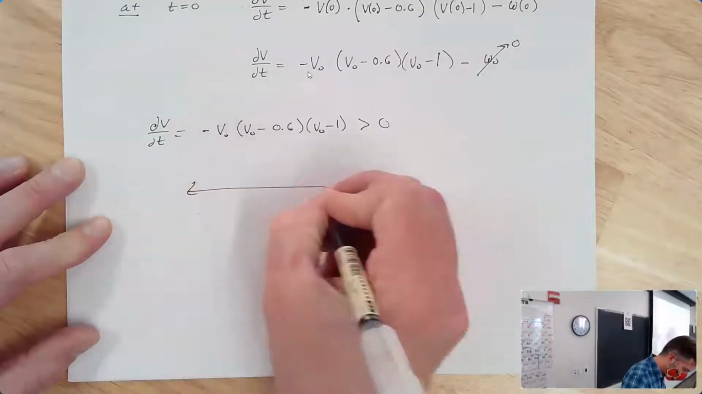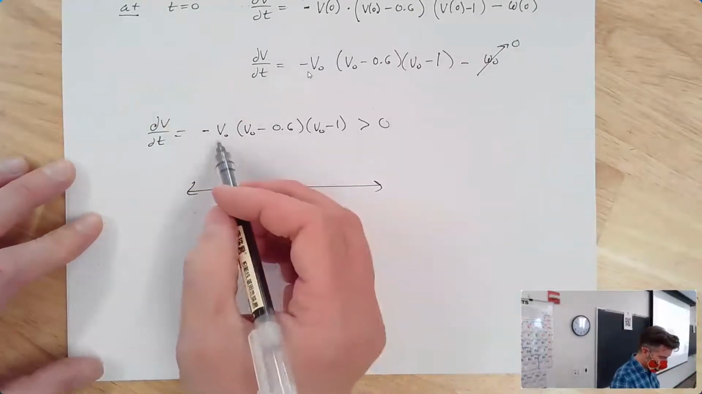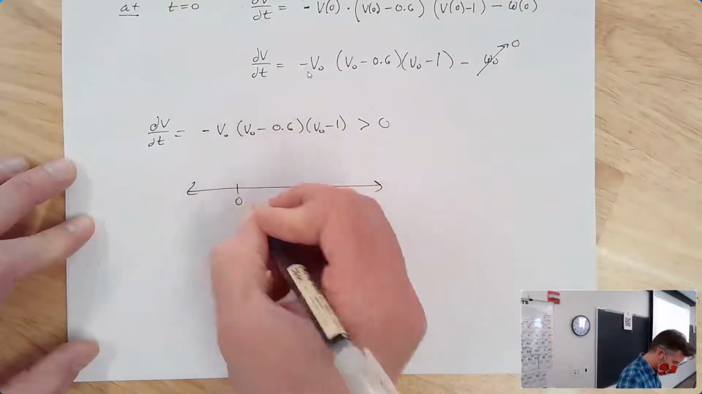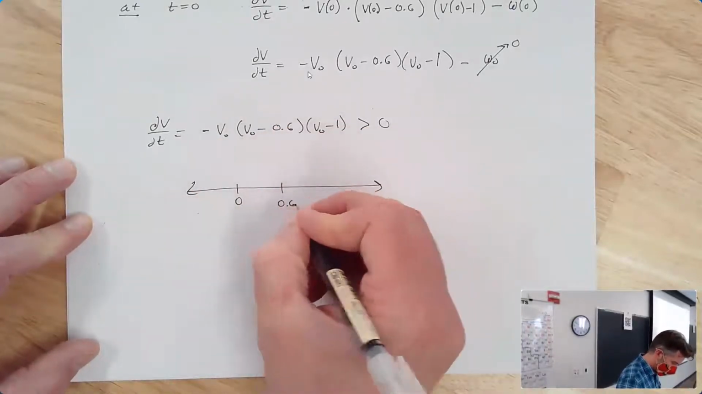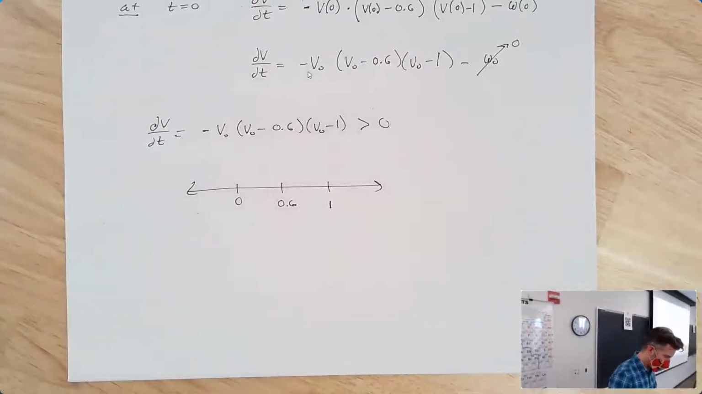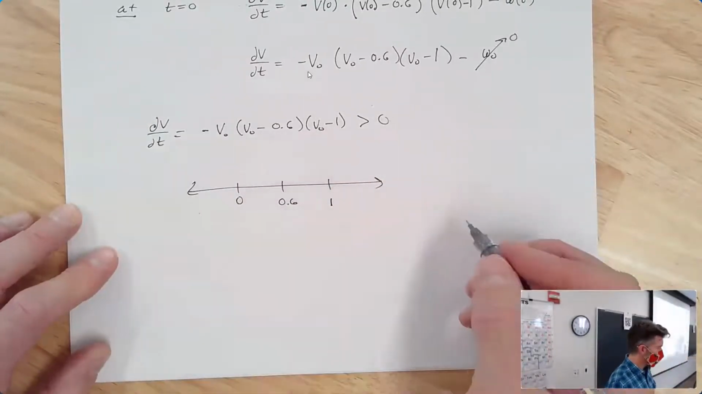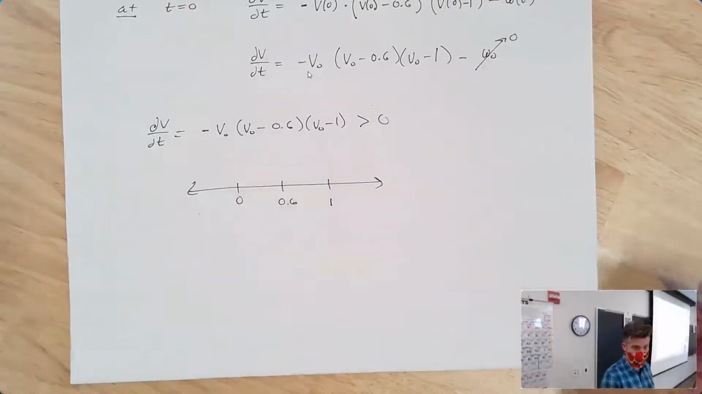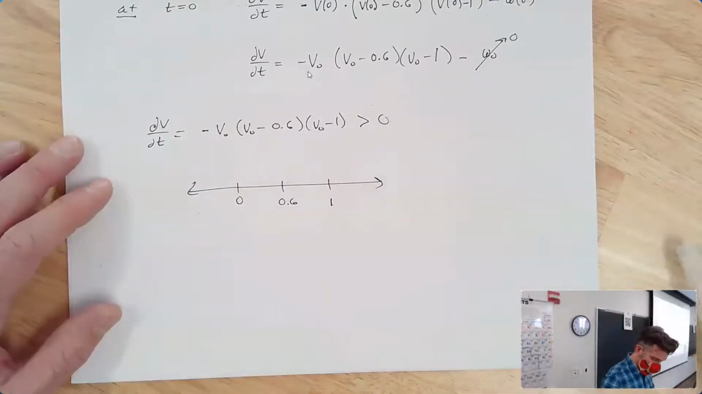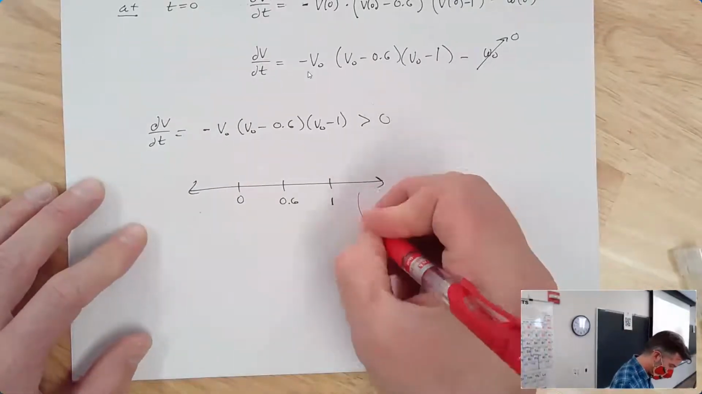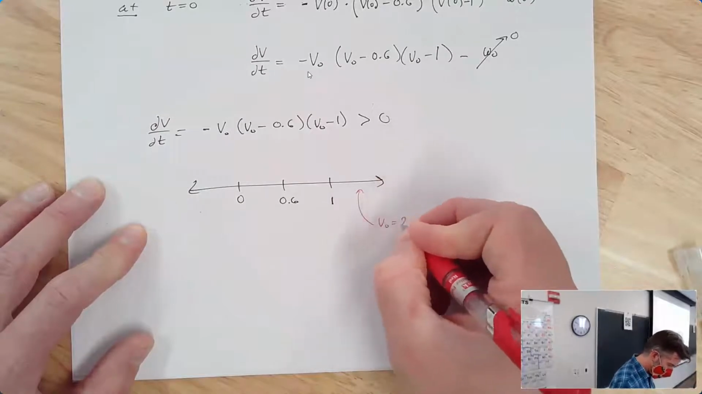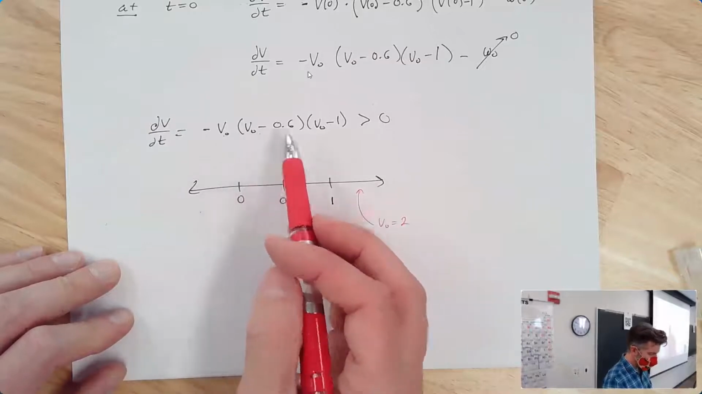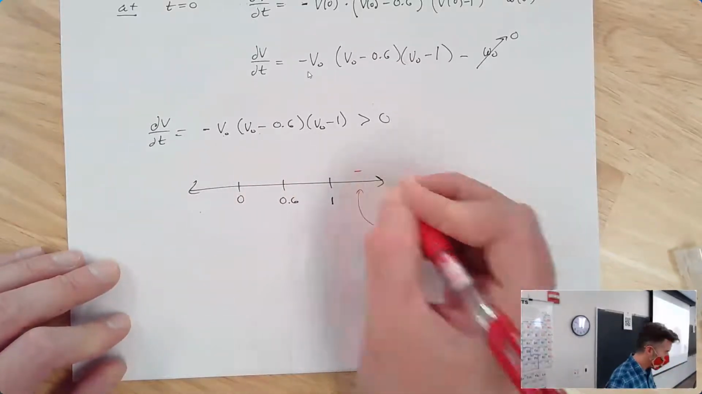We can put the places that make this equal to 0 on the number line. So v naught could be 0 or 0.6 or 1. Those are the places where the derivative is equal to 0. And then we can just test a point in each of those intervals to see where it is positive and where it is negative. So if we pick something like v naught equal to 2, we get a negative number times a positive number times a positive number, which is negative overall.